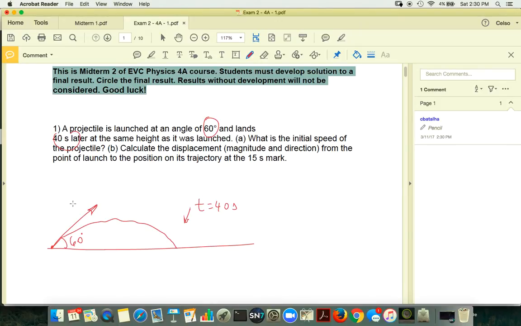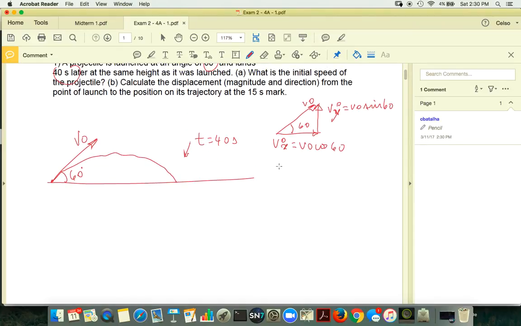So how do you do that? We have an initial velocity given, and when you have an initial velocity with an angle, it's always good practice to find its components. In this case, the Vx component is given by V naught cosine of 60, and the y component is V naught sine of 60. And then you have two components, the x projection and the y projection.